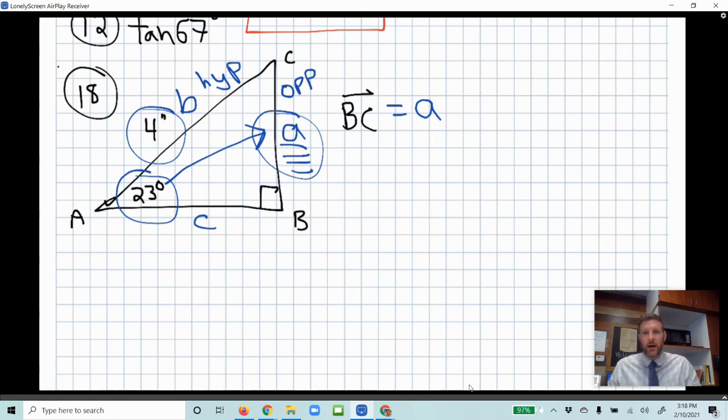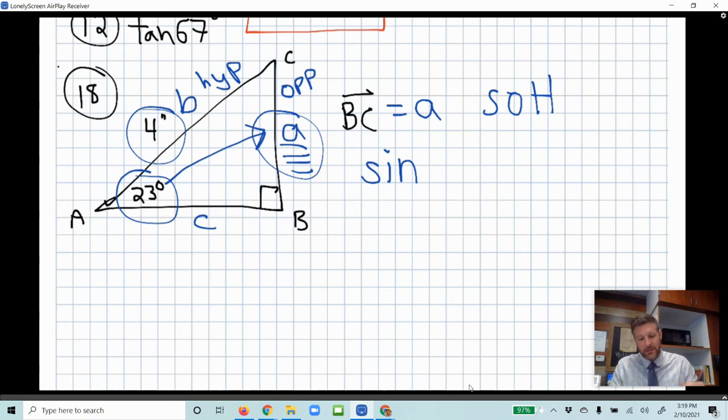SOHCAHTOA. Which one does opposite and hypotenuse? It's SO. Sine is opposite over hypotenuse. So that means I want to use sine. That's kind of the real trick, being able to look at the information they give you and, like I said, match the angle to the sides that you're using, and say, okay, do I use sine, cosine, or tangent? Well, in this case, because I have the opposite side I want to know and the hypotenuse that I do know, I want to use sine.